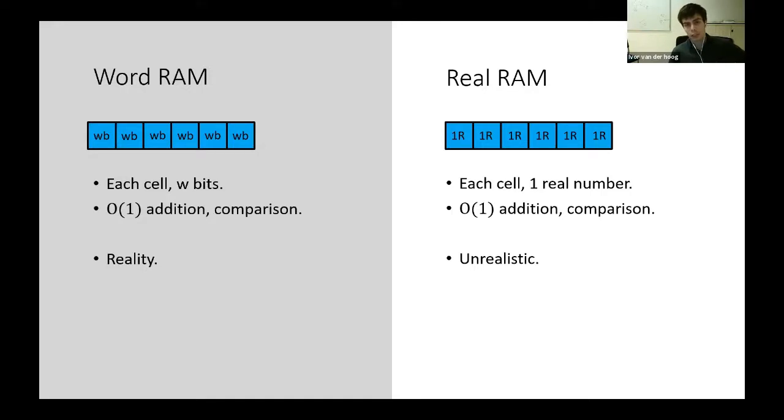A downside of this model is that it's often called unrealistic because it assumes an infinite precision that in reality is not there.